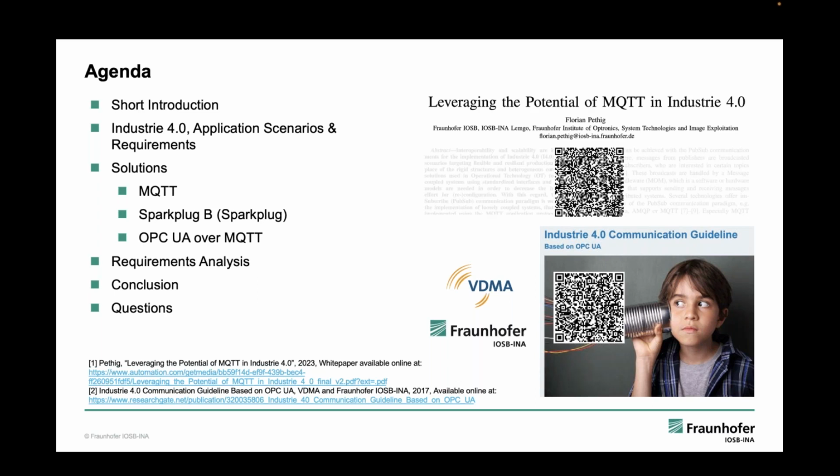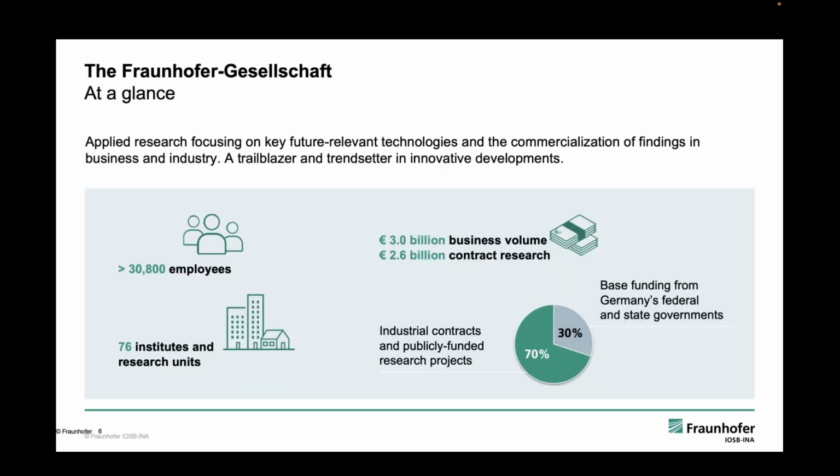So let's get started. The Fraunhofer Registered Society for the Advancement of Applied Research is a German research organization with 76 institutes spread throughout Germany, each focusing on different fields of research. We have some 30,800 employees, mainly scientists and engineers, and we work on an annual research budget of about 3 billion euros. And thus we are the biggest organization for applied research and development services in Europe.